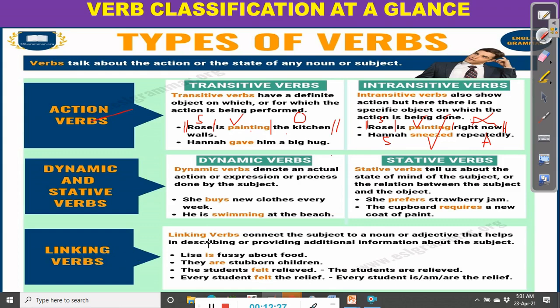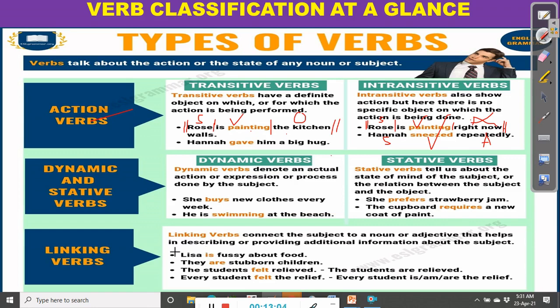Now, linking verbs are verbs that couple the subject with the complement, if you like. So, linking verbs connect the subject to a noun or adjective that helps in describing or providing additional information about the subject. And when you have a noun or an adjective that gives additional information or describes the subject, then that noun or adjective is known as the complement.